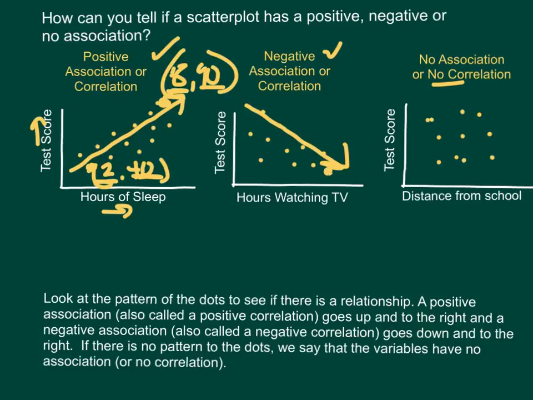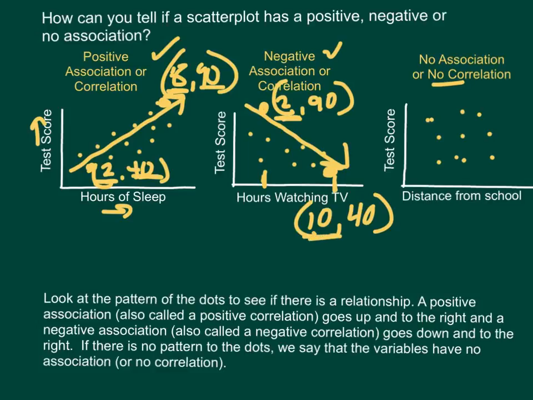So let's say right here, you watched 10 hours of TV and you made a 40 on your test. But right here, you watched 2 hours of TV and you made a 90 on your test. So you can see that when you compare these, if your X value went up, your Y value went down. So you would say the X went up, the Y goes down, and that's how you know you have a negative correlation.